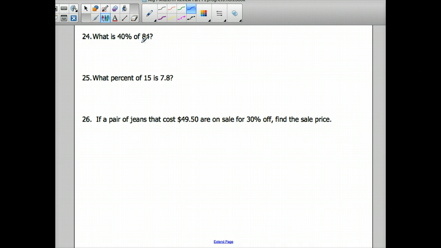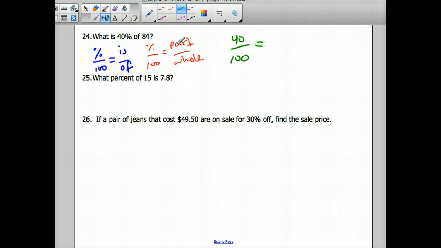What is 40% of 84? So of 84 is the total. So remember we have percent over 100 equals is over of, or you may have learned percent over 100 equals the part over the whole. Either way, it's going to be the same math as what we just did. So 40 over 100 equals what over 84, so that's our total. So we're missing the part. So now we cross multiply and solve.